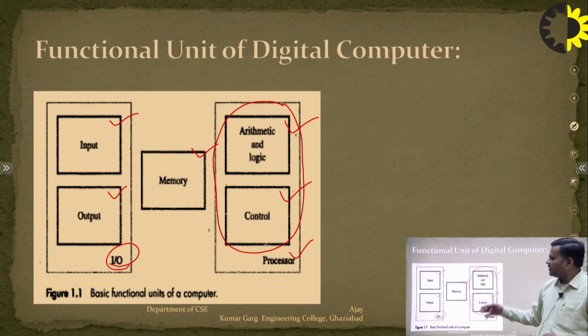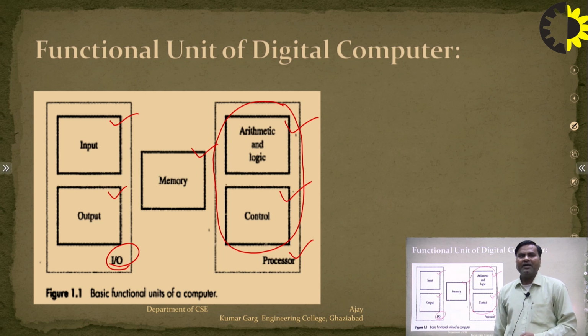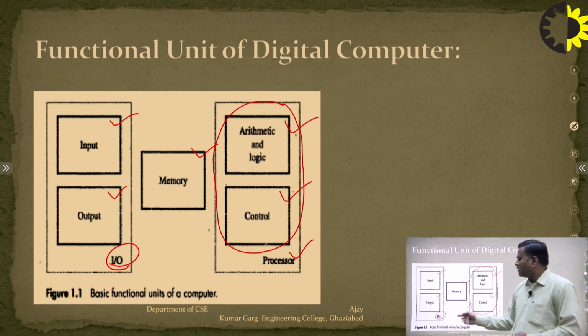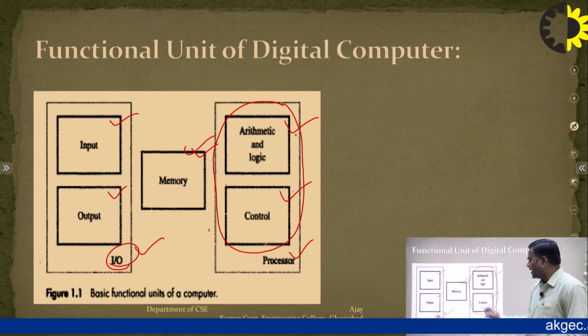So here we can see that there are 5 independent units: input, output, memory, arithmetic and logic, and control. But we can see that there are 3 main parts. First is the I/O module, next is the memory module, and third is the processor module.